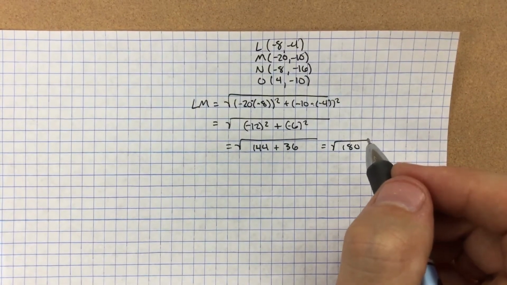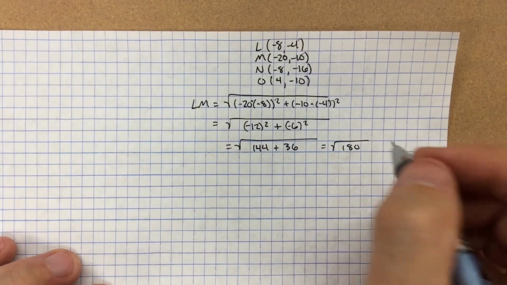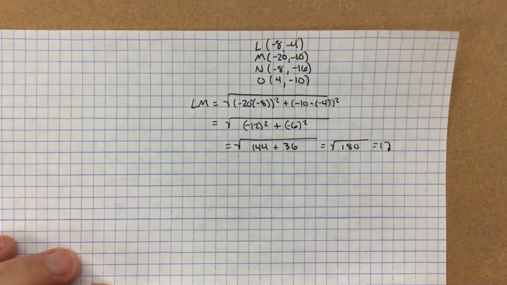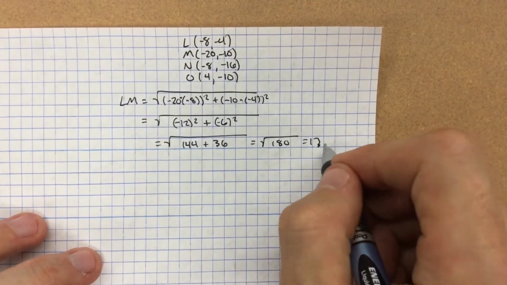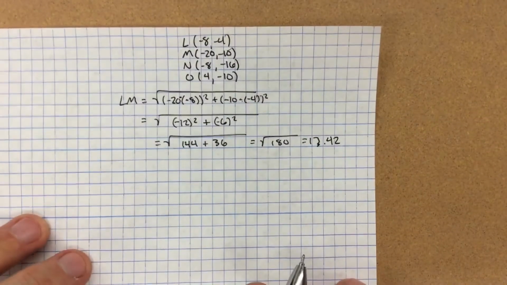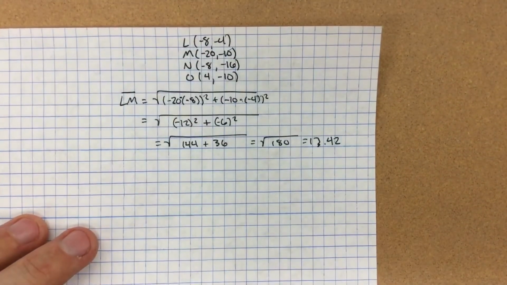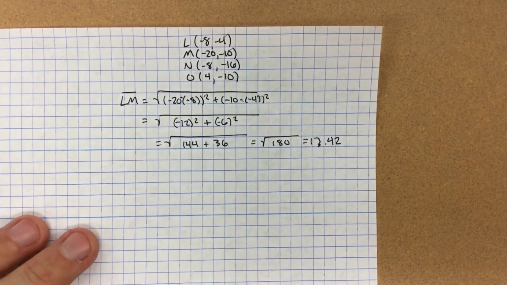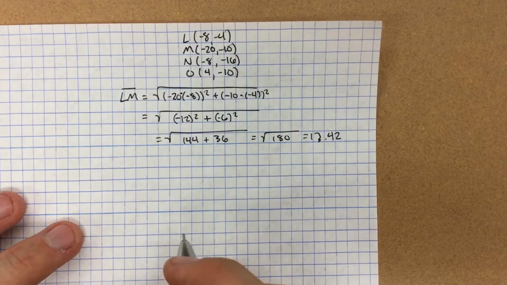Now on my handy dandy calculator, I'm going to do the square root of 180. I get 13.42. Okay, so that is the length of side LM. Now I got to do this 3 more times, which I know is super gross, but we will see a little bit of a pattern, and we might not need to do all of it.